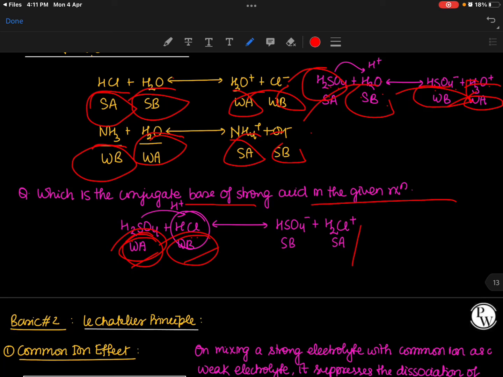Simultaneously, in the product side, weak acid gives conjugate strong base and the weak base gives conjugate strong acid.